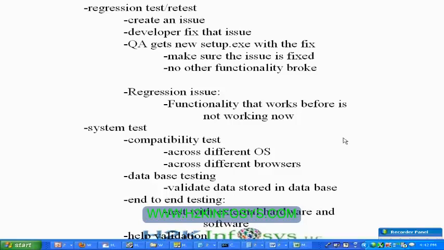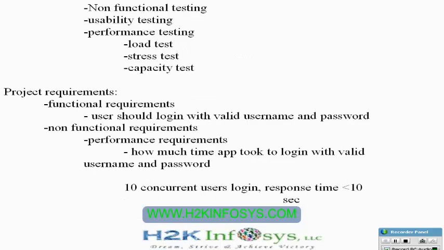Next one is the system test. So what do we do in system testing? Under the system testing umbrella, again we are going to do different tests like the compatibility test, database testing, end-to-end testing, help validation, and document verification. What is this compatibility test? You are going to test the application across different operating systems and different browsers. You're going to test on Internet Explorer, Firefox, and Chrome and see are there any issues. Lastly, you're going to test across different operating systems, Windows 7, Windows XP, Windows Vista, Linux, and see how it works.